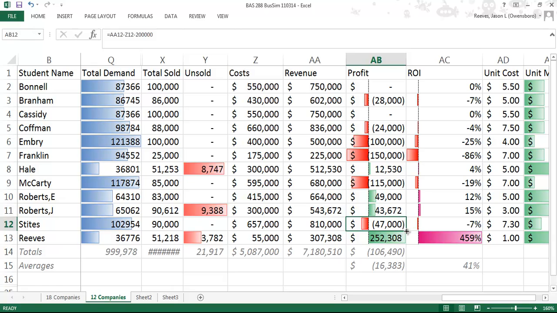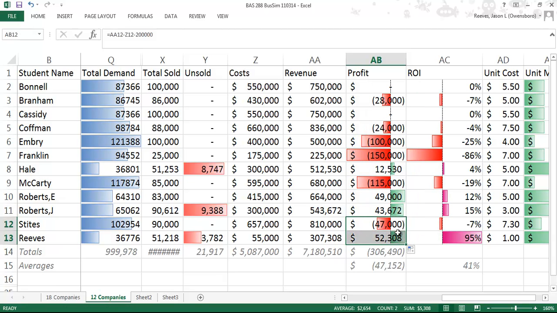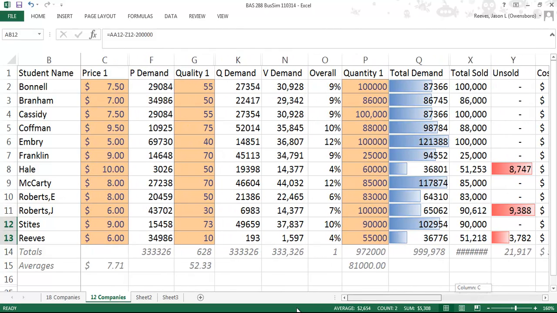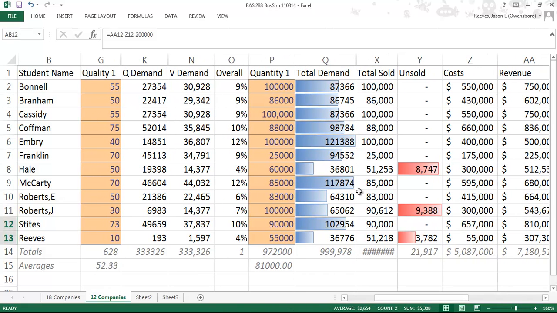No, we want to make sure to include me as well. There we go. Okay. Now, I still made more than everyone else. But why did I? Because I was selling pretty much something at a quality of 10. I was sort of selling junk, and I was selling it at a good price. And they had to buy something. The consumers were going to buy something.